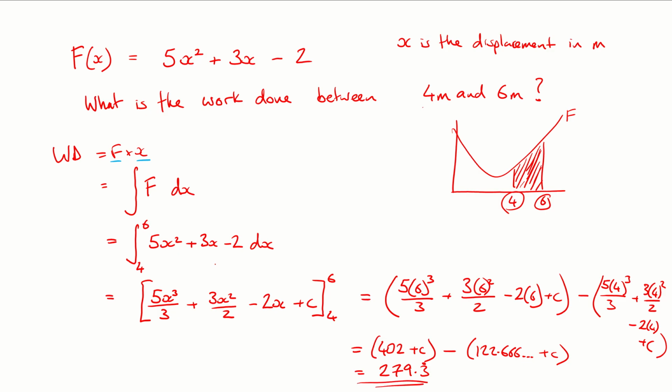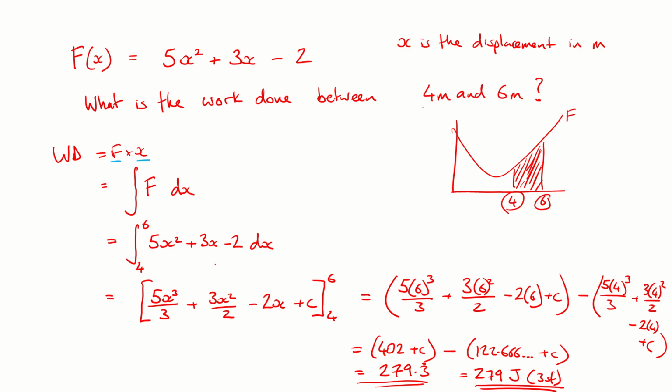Okay, in engineering, we can normally write our answers to 3 significant figures, so I'm going to write that as 279. This is the work done, so joules to 3 significant figures. So that would be my answer there.